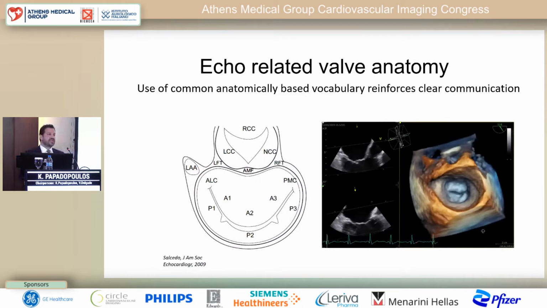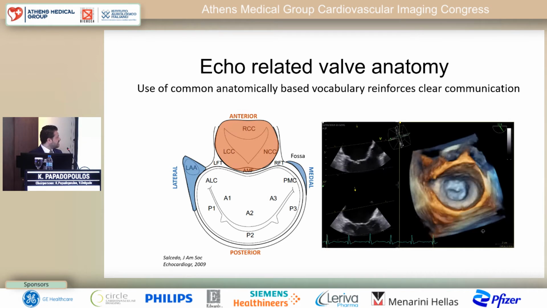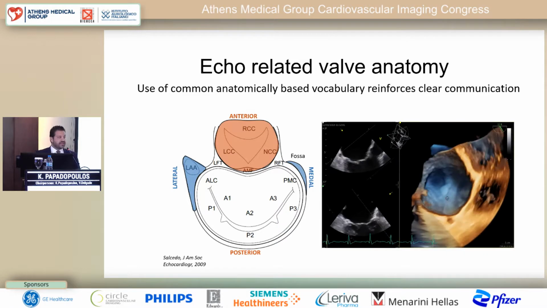But of course, 3D echocardiography gives us the surgeon's view, this left atrial perspective view of the valve. And if we place the aorta at 12 o'clock, then we know that we have the anterior part on top, the posterior part at the bottom, and on the left side of our screen the appendage and the lateral part of the valve, and on the right side the medial part towards the tricuspid valve and the A3, P3 scallops.